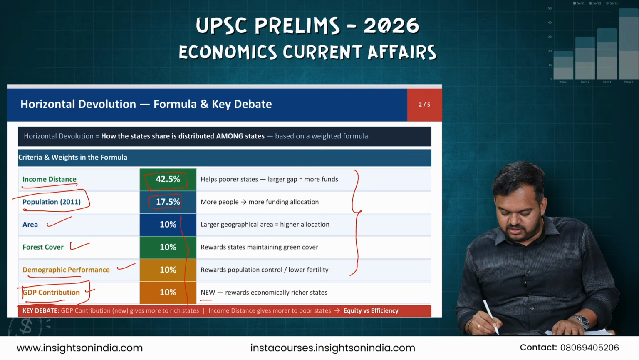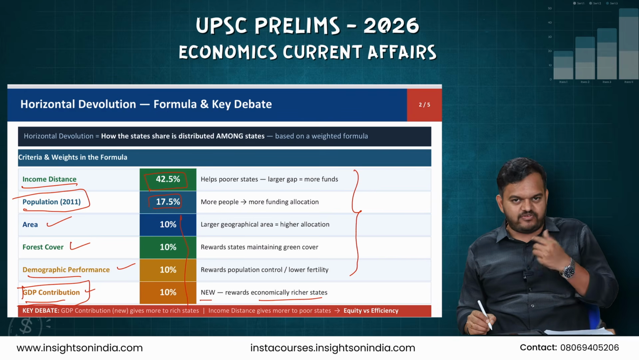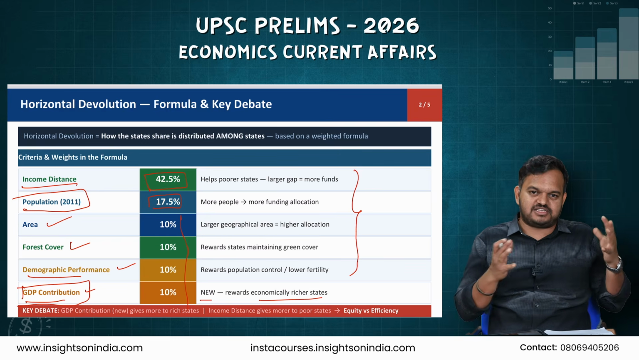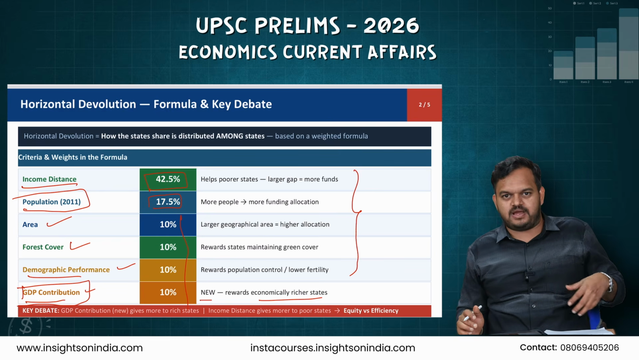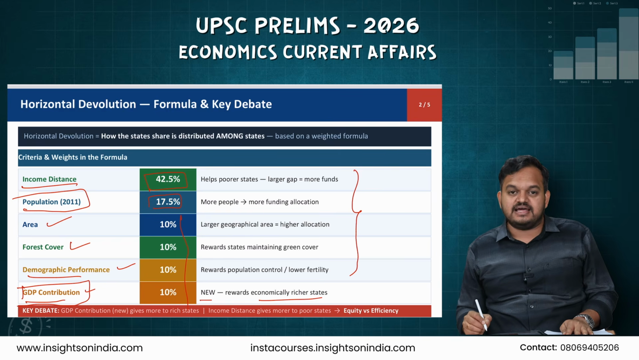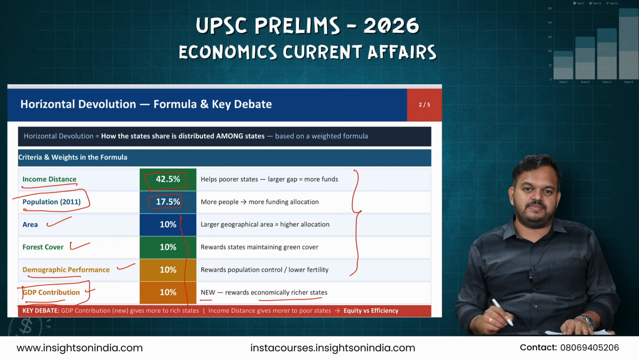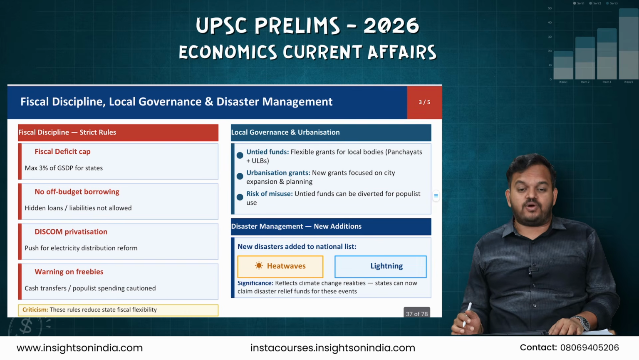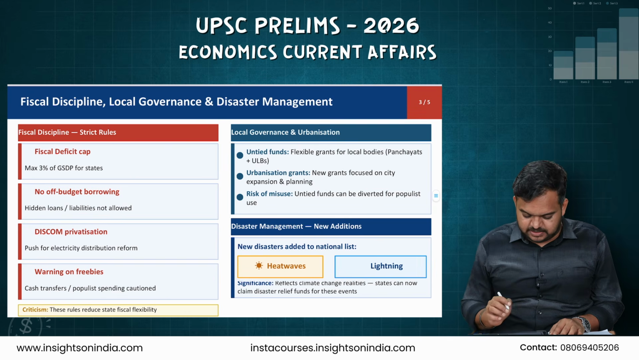That is to reward richer states because they have performed well, they have been more efficient, they were able to bring in the trust among the economic participants, they are able to produce more for the country, that is why they are being rewarded. So these are the parameters and their weightages. This can be a very important question. So what are the other recommendations made by the Finance Commission?